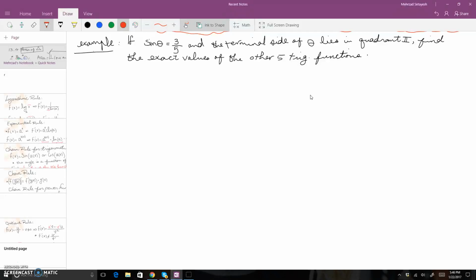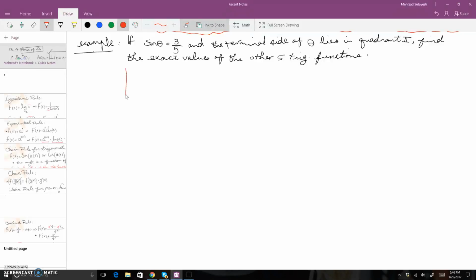So it's already telling you sine. And then it's telling you that the terminal side of the angle lies in quadrant 2. So the quadrant is given to us this time. Then it says find the exact values of the other 5 trig functions. Okay, fine. Let's focus on what we have.